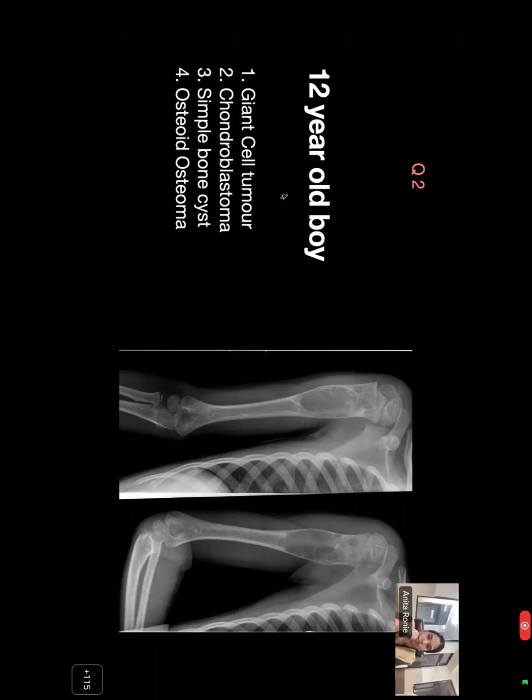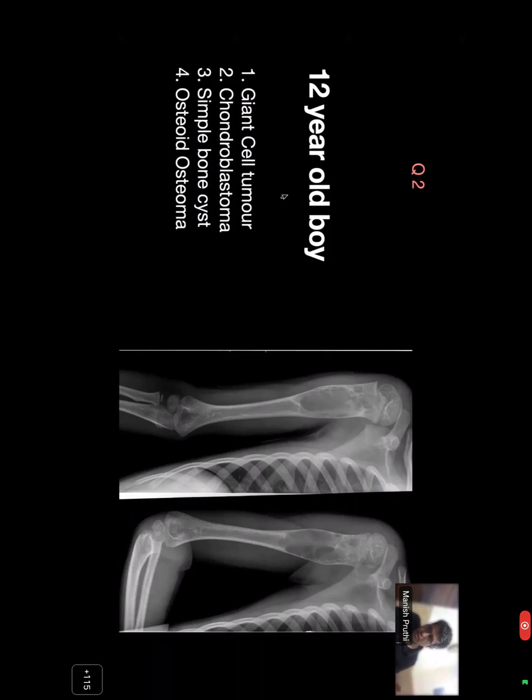So a benign lesion in a 12-year-old, with little expansion, is a simple bone cyst. It is not chondroblastoma, because chondroblastoma is epiphyseal. Osteoid osteoma is cortical. GCT should happen after skeletal maturity. So we are left with only one differential, which is a simple bone cyst. So the radiology is as simple.